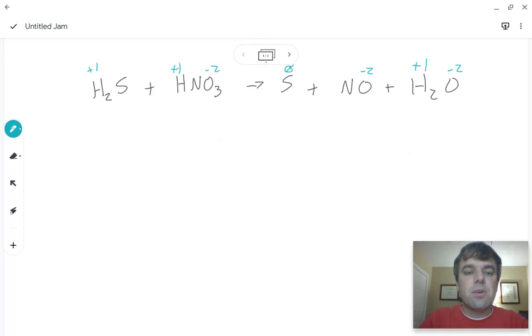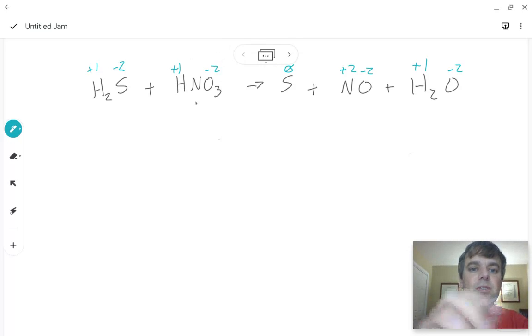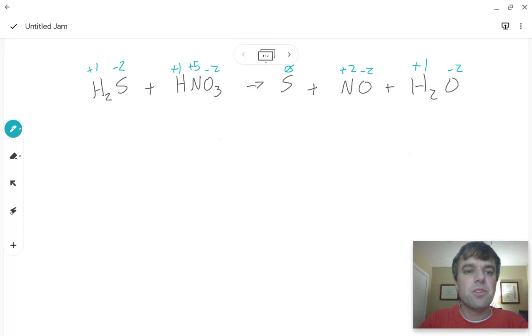And there and there. And so now we just need to figure out through process of elimination what these other ones are. We've got 2 hydrogens at positive 1. Sulfur must be a negative 2. If oxygen's a negative 2, nitrogen must be a positive 2 in the NO. And then in HNO3, we have 3 oxygens at negative 2, so that's negative 6. And then we have a positive 1 from the hydrogen, so the nitrogen must be a positive 5. So if we look at this, the things whose charge change are sulfur and nitrogen. Because sulfur's charge is going from negative 2 to 0, and nitrogen is going from positive 5 to positive 2.